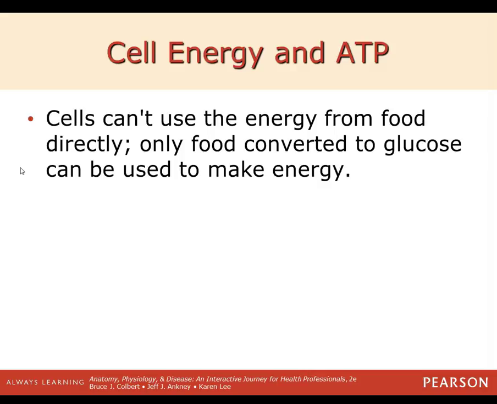Now, cell energy and ATP. Adenosine triphosphate is ATP. Cells can't use energy from food directly. It has to be converted into the form that the cell can use, which is glucose. So how does the energy get from food to the cells?